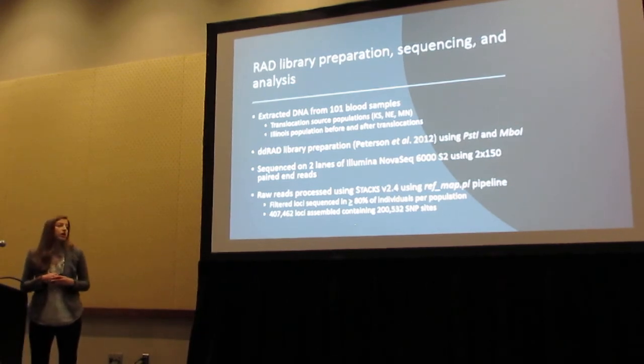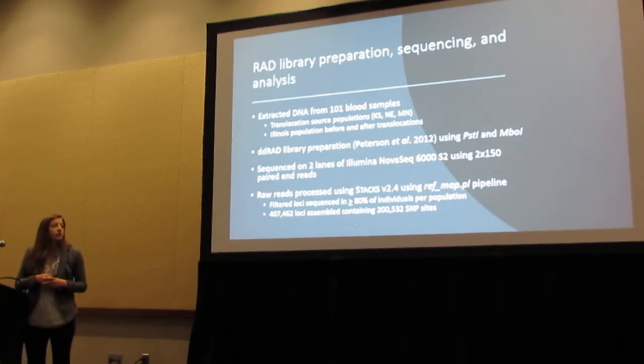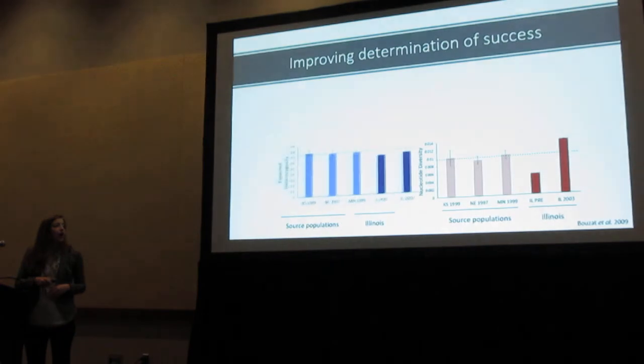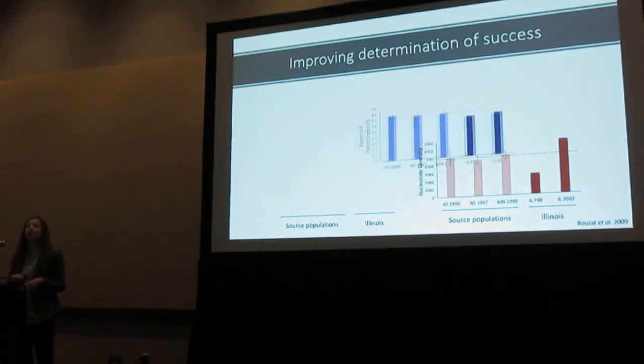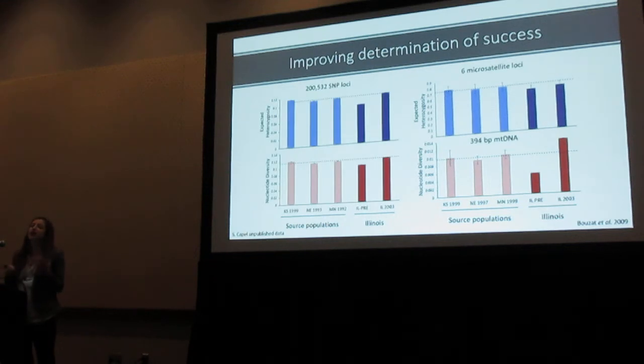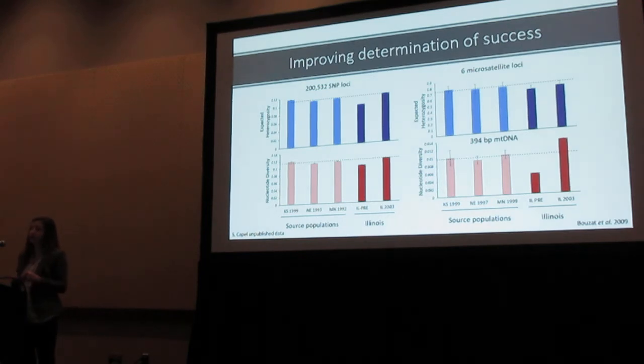I filtered, as one of the many filters, using a threshold that a locus had to be present in at least 80% of individuals for any given population to be considered, and this left me with just over 200,000 SNP loci across individuals and populations.